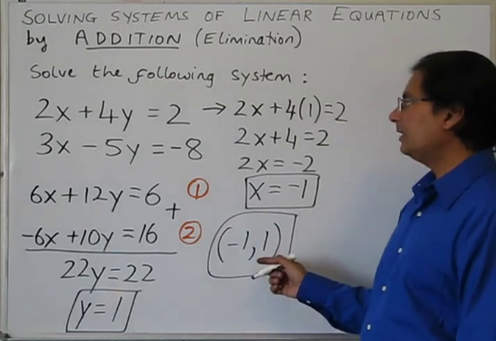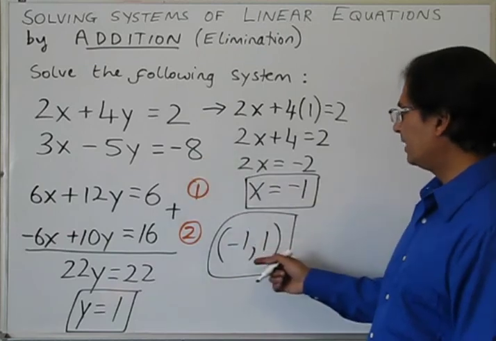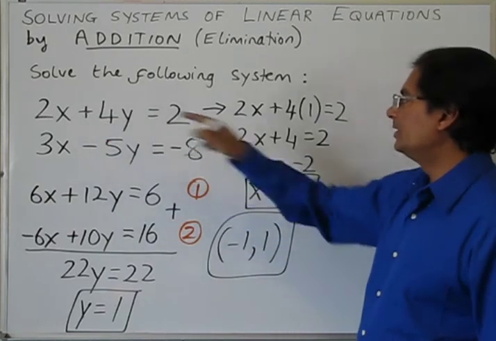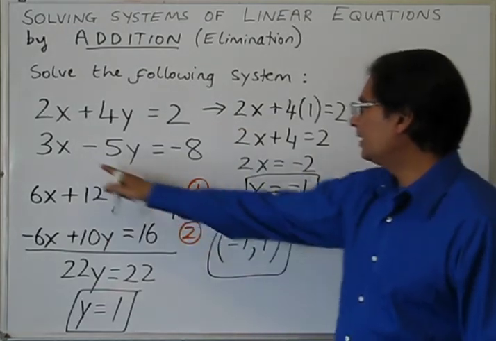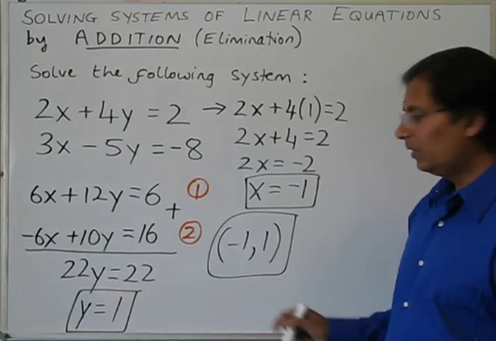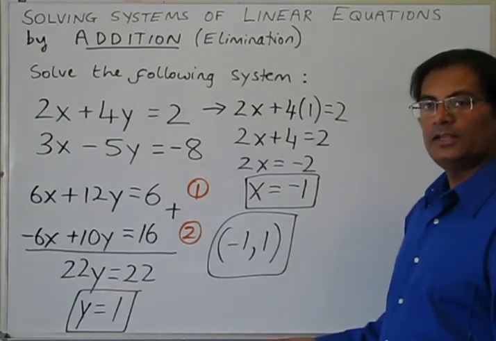Again, you want to check that in your system. If we check it in the first equation, we get negative 2 plus 4 is 2. That's true. And here we get negative 3 minus 5, which gives you negative 8. That's true too. So we know by checking that this is the solution. And again, you can graph that.